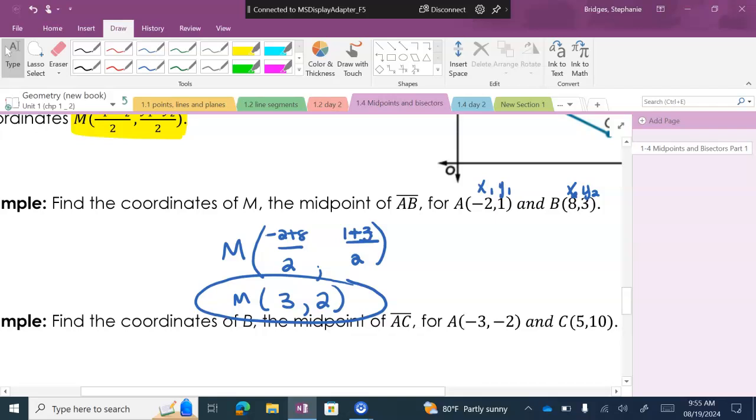Use the ordered pairs that they give you for A and C. Add the 2 x's, divided by 2. Add the 2 y's, divided by 2. That is your resulting ordered pair for the midpoint.